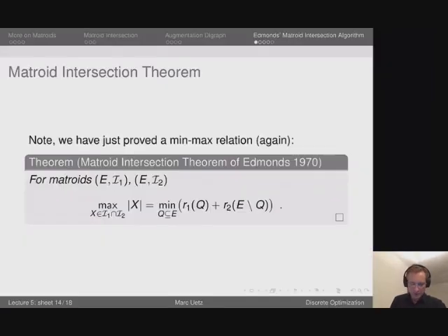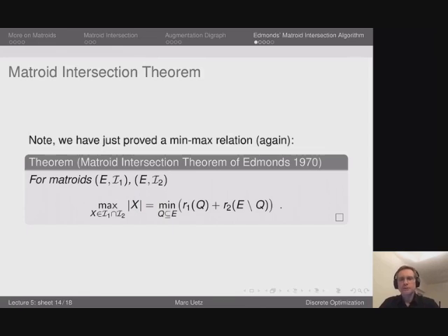And that means we have proved this min-max relation again, this duality result, which is due to Jack Edmonds from 1970. Which just summarizes what I just said. The maximum size independent set in two matroids is equal to the minimum of this sum of these two rank functions taken over all subsets of the elements Q. Weak duality is what we showed earlier, and I just showed you how to construct independent sets and sets Q such that we can achieve equality here.